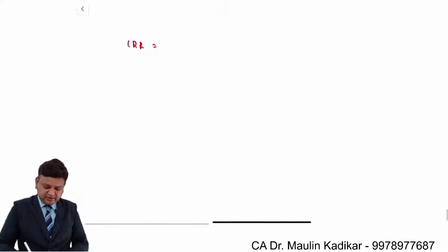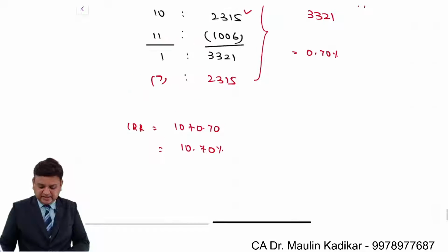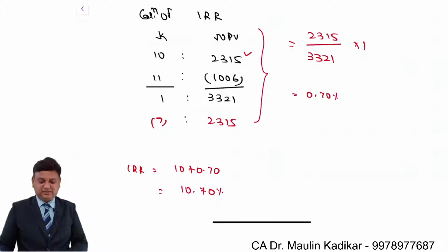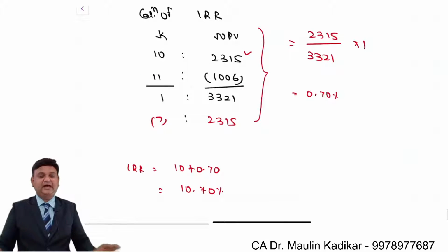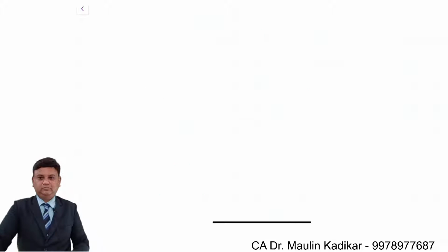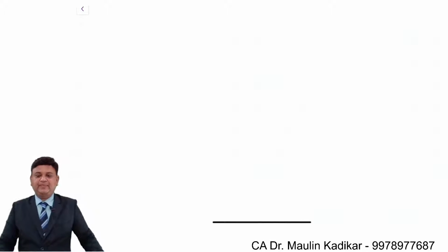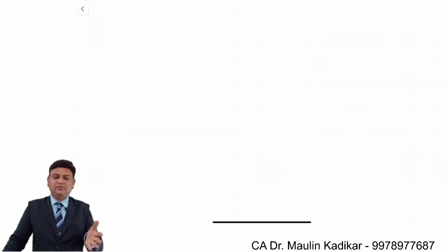So internal rate of return is 10 plus 0.7, that is 10.7%. This is the way the IRR is calculated. Now friends, the calculation of the IRR was not the learning point over here. It is only that before we proceed to the modified version, we make the calculation of the basic thing.